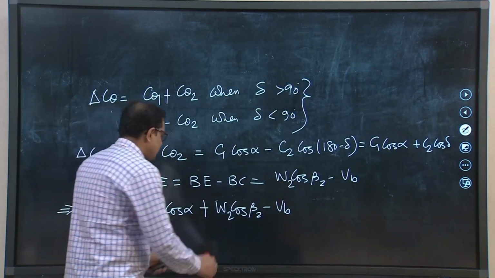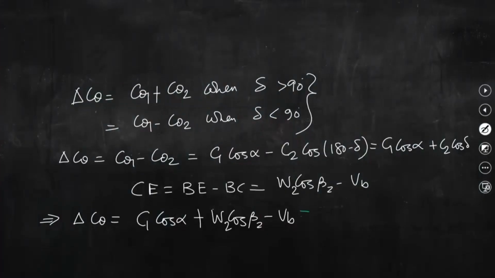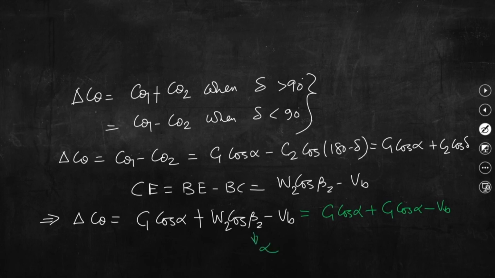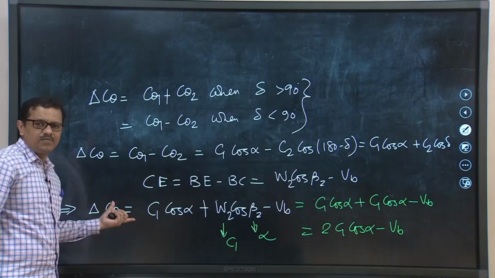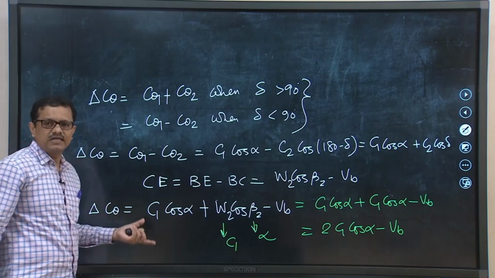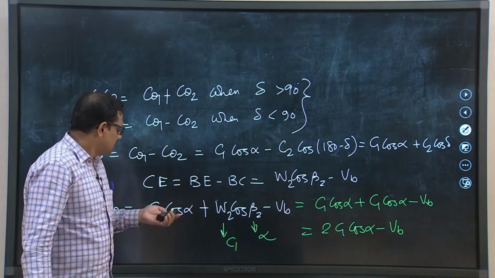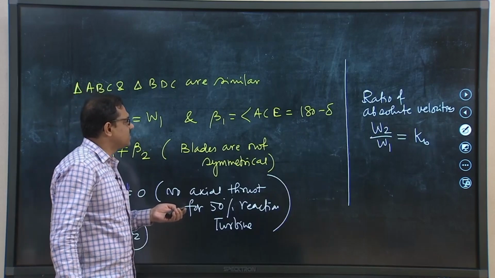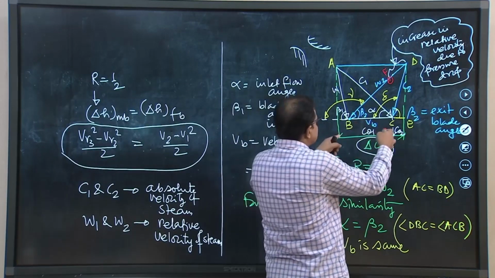So, we can write this expression in this form, that C1 cos alpha plus C1 cos alpha minus V B, because beta 2 equal to alpha and W2 equal to C1. So, that means we are getting this is equal to 2 C1 cos alpha minus V B. So, basically we are trying to calculate the change in small component of velocity which would be responsible for the tangential thrust, right.